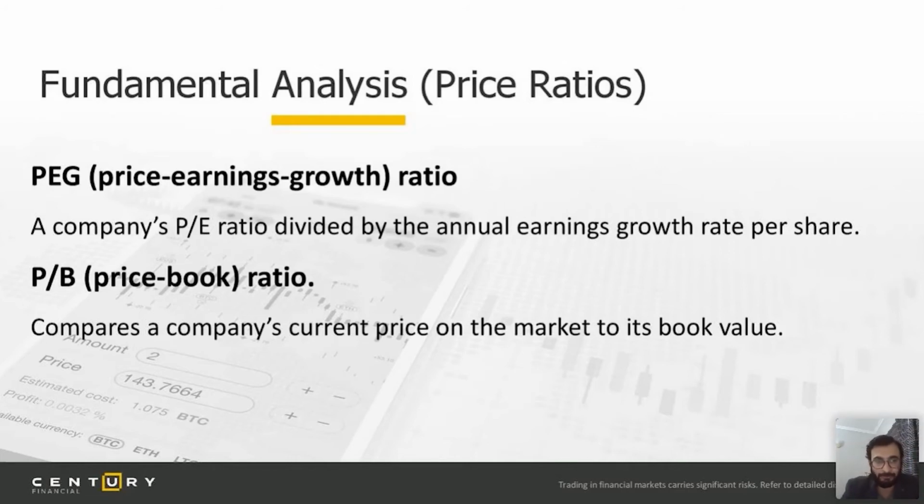Then there is also something called PB ratio. Wait, I have a question. When we are comparing, maybe the other company could be less, then how do we know if we are comparing correctly? See, that's why we need to know the industry average. We need to know the industry average.